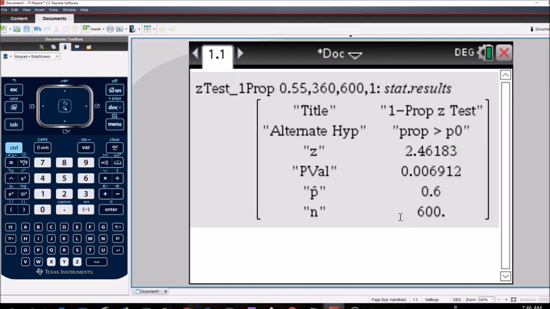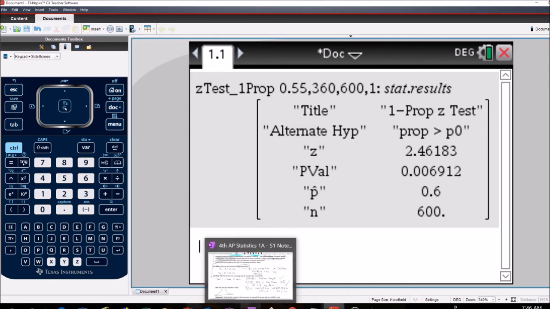And let's see what it says. Okay, so there's my output. Now what does that all mean? They gave us a p-value down here, which is nice. They gave us back our p-hat and our value for n, just so we know. They told us what the alternative hypothesis was so we can check it. The ones that we are interested in are the z and the p-value.